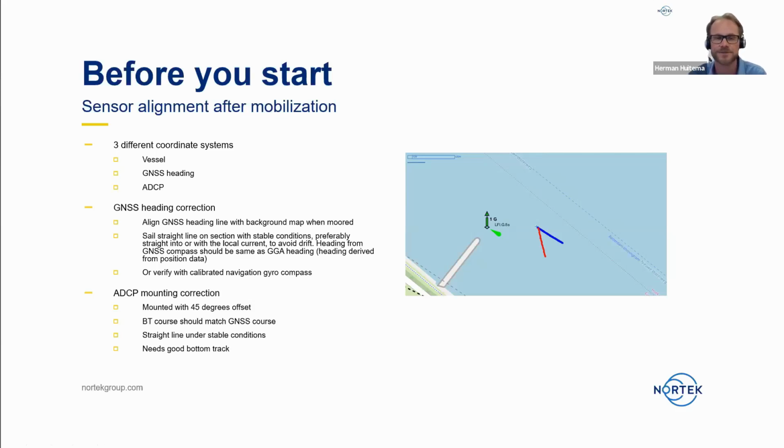So you sail a straight line with good bottom track information, and you try to align those two by trial and error. And as you can see over here, we first aligned the bottom track with 45 degrees, and then afterwards we put it on the most recent GNSS location again. So if this is done, you're ready to go and survey.